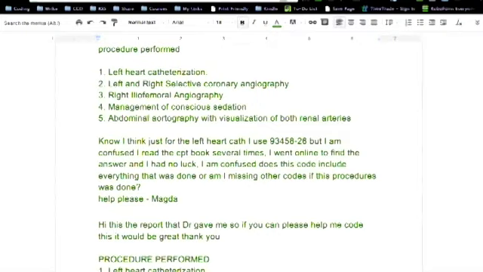So this is the report that the doctor gave her, which is actually a duplicate of what was above. Scroll down just a little bit, Laureen.